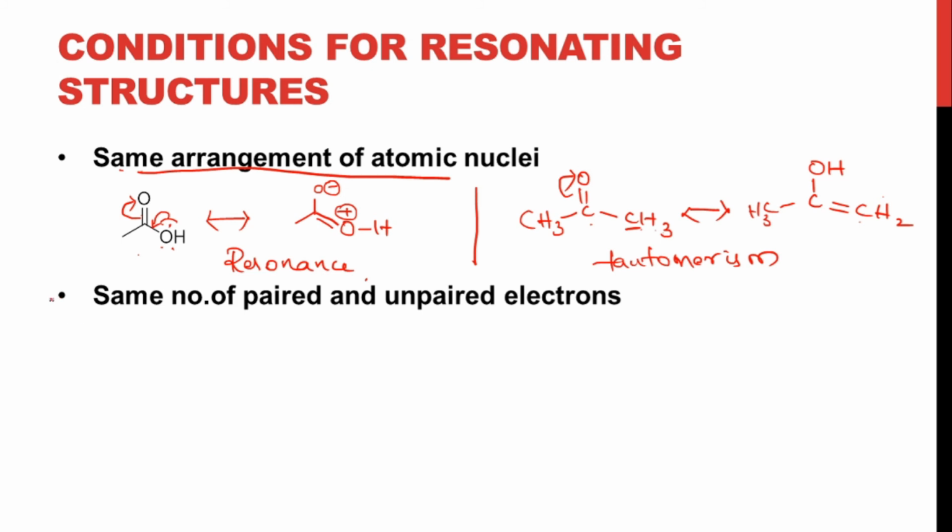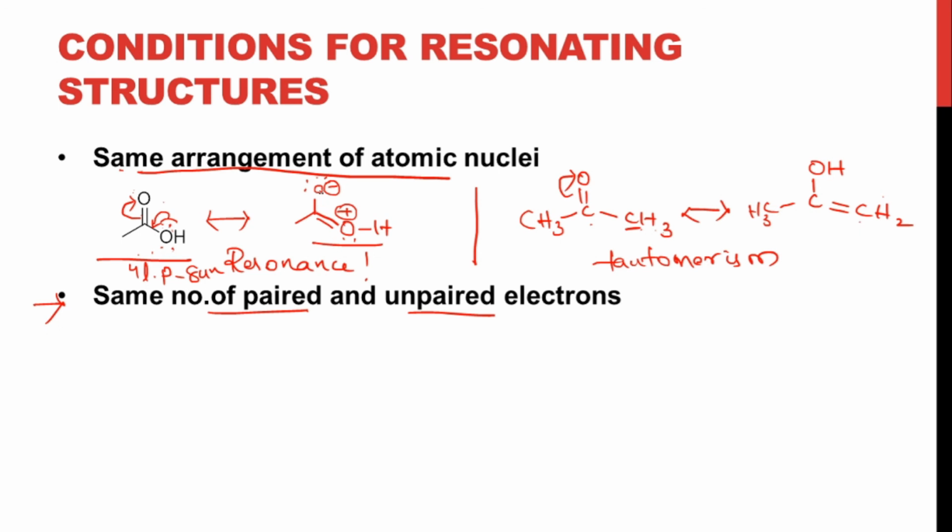And coming to the other point, the number of paired and unpaired electrons should be the same in all the resonating structures. We'll see this example only, where you can see in this resonating structure there is one pi bond. In this structure also there is one pi bond. Okay. Now this oxygen has two lone pairs, and this oxygen is also having two lone pairs. And coming here, this oxygen is having one lone pair, and this oxygen is having two lone pairs. So here you have 4 lone pairs of electrons, that means 8 unpaired electrons.